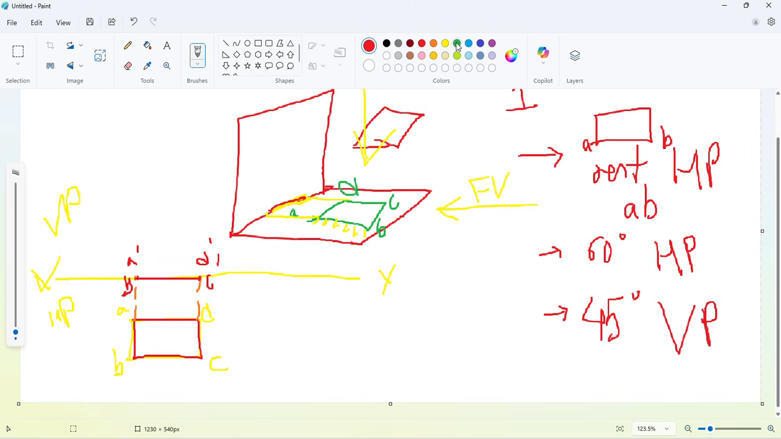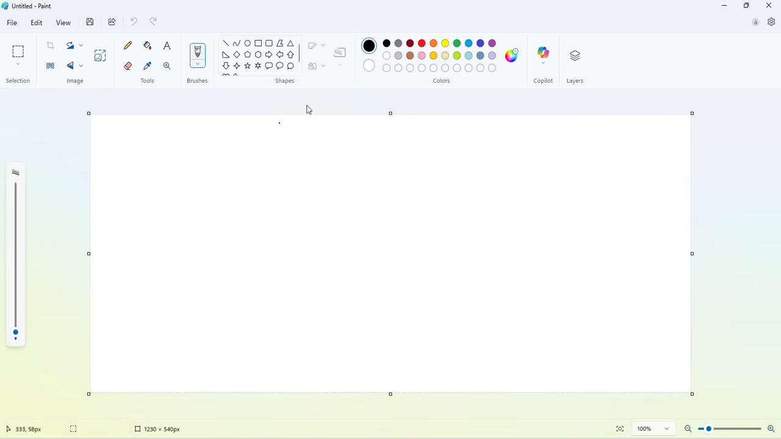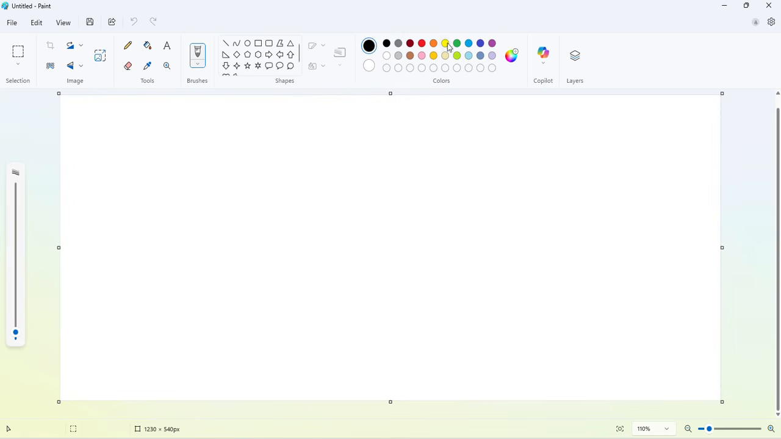This is the resting edge AB, and while resting on HP, in front view we will have a straight line from here to here. Now for the second step, while it is resting on HP, just do this thing again. This is XY.